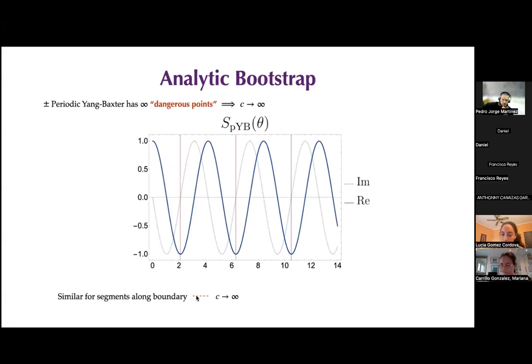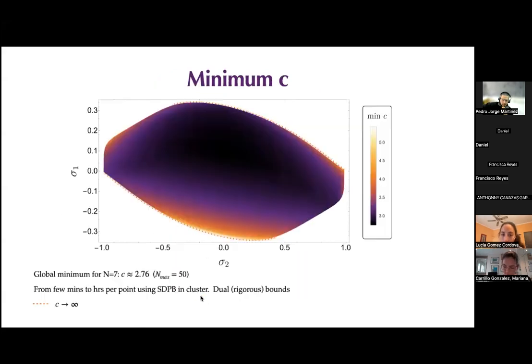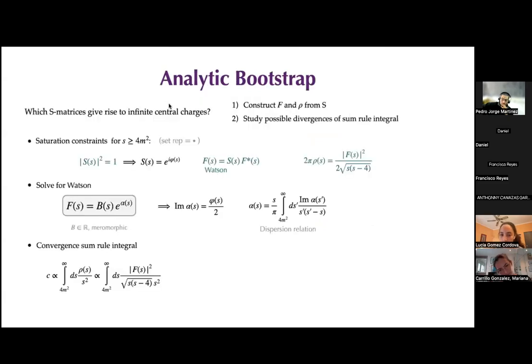So this is always the case for all these points at the boundary with the dashed line. So here. But interestingly, even though the S matrices are periodic here, they don't have enough dangerous points, so C is finite. So you still have periodicity, but finite C.